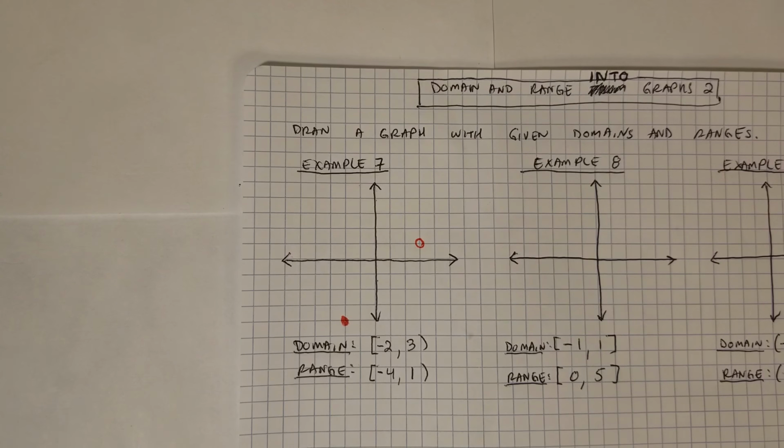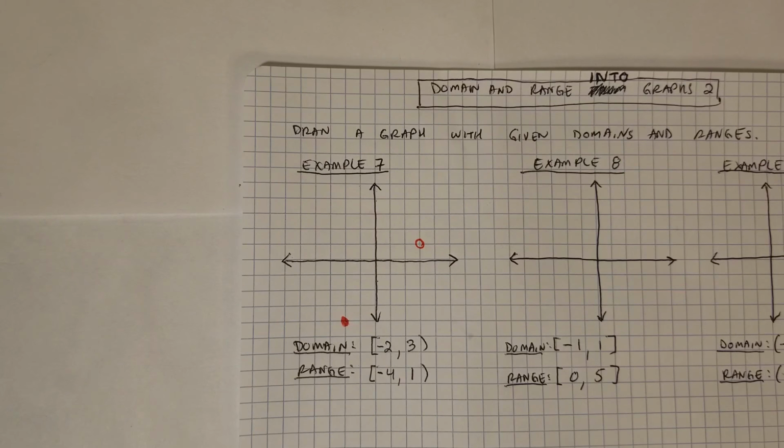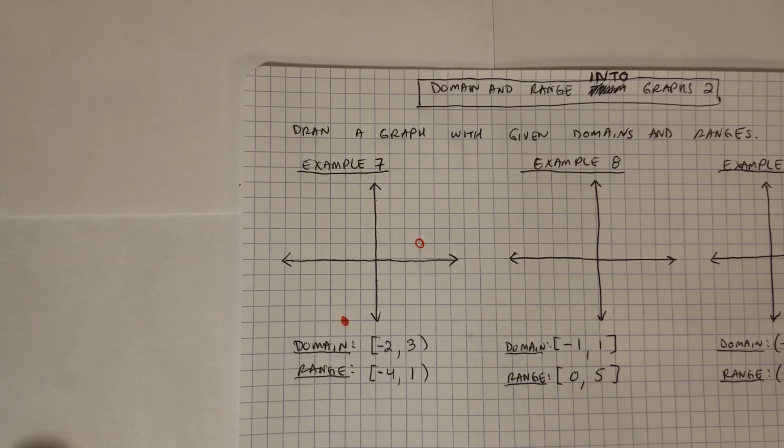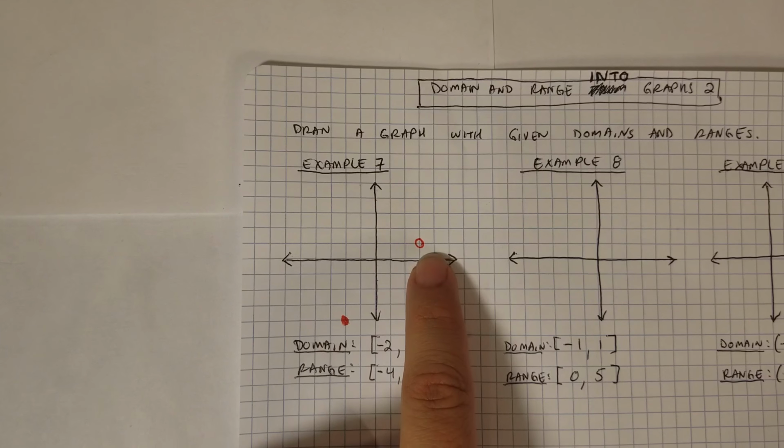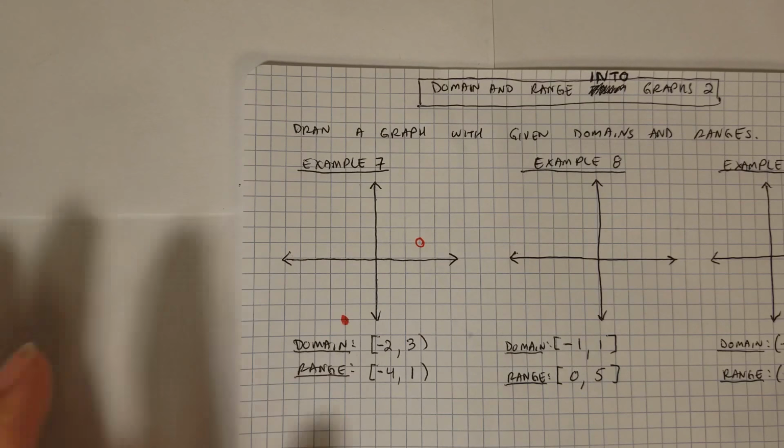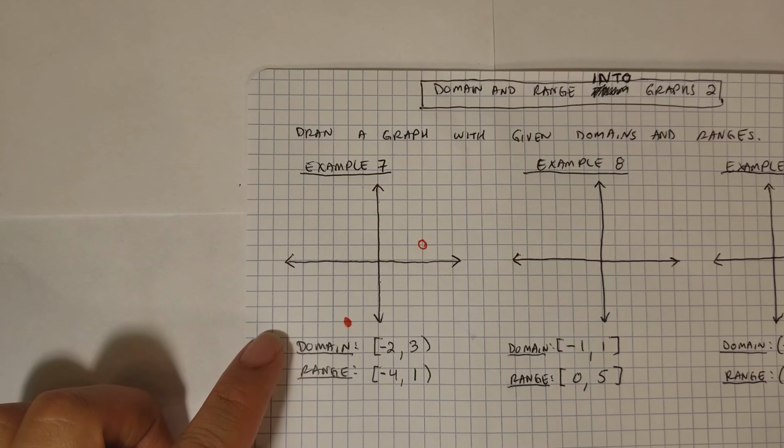Now the domain and range, if you remember from the other lesson that we went over, is basically where does the graph exist on the x and the y-axis. This tells me the lowest point that it could be. This tells me the highest point that it can be. What the function looks like doesn't really matter. As long as you make it a function, you're good.